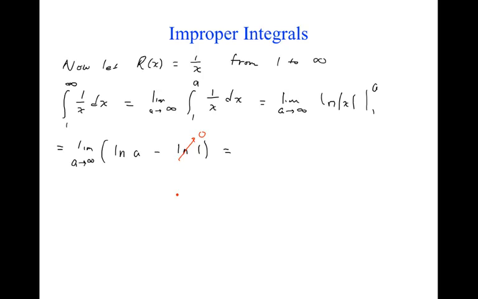As your independent variable gets very, very large, what does natural log do? Do you know what that graph looks like? It kind of looks like this. And so the question is, does it level off or does it keep getting bigger and bigger? Yeah, this gets bigger and bigger. It does not level off. So what is this limit?